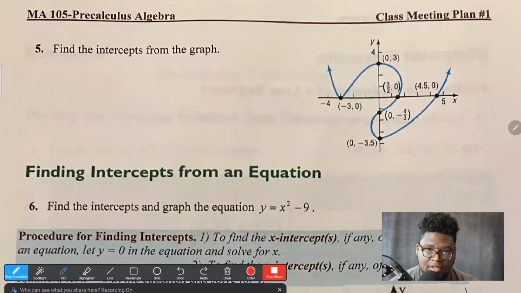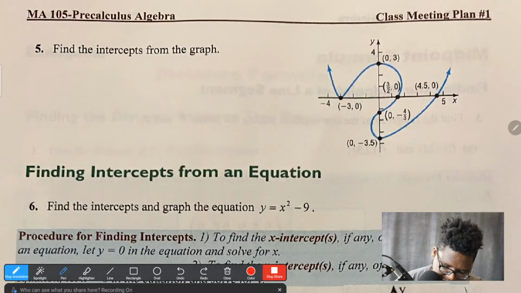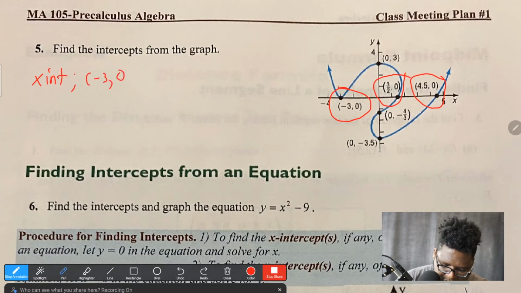All right, problem 5 says find the intercepts from the graph. So what we're going to do is look at our graph. Let's look for the x-intercepts first. So it crosses the x-axis here, here, and here. So our x-intercepts would be, let's see, (-3, 0). Note, all the y values are 0, right? You'd have (3/2, 0), and (4.5, 0).